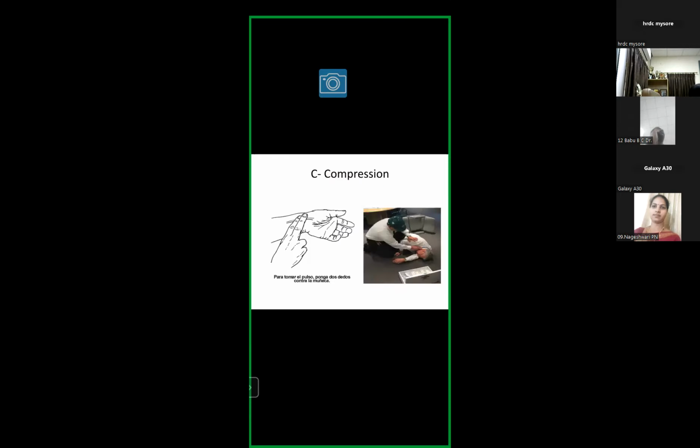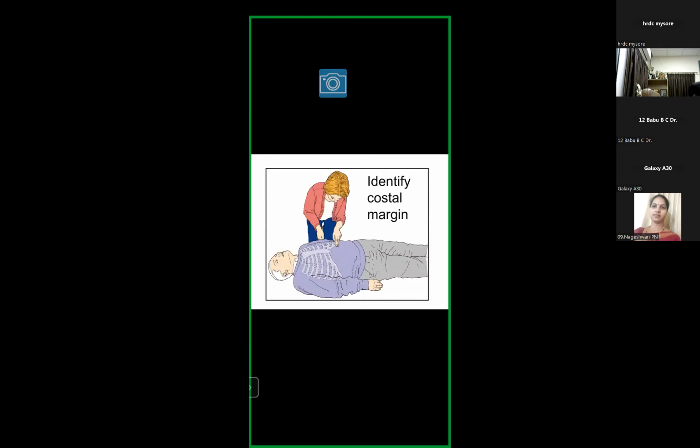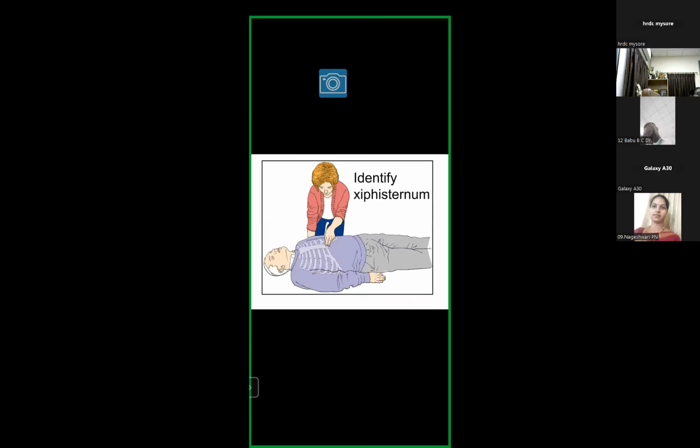If no pulsation can be felt, so immediately we start compressing. So where exactly to compress? So identify the costal margin. Costal margin means the rib cage, and identify the center of the chest.